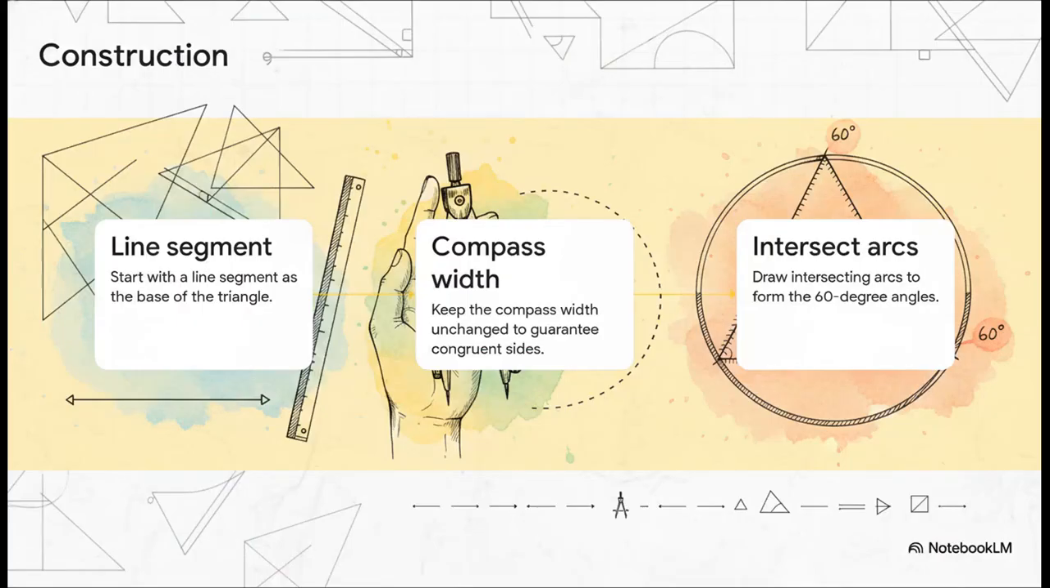And because of that beautiful simplicity, it's incredibly easy to build from scratch. People have been using this exact method since antiquity to create perfect symmetry. You basically just take a line segment, lock a compass to that exact width to guarantee your sides are congruent, and draw a couple of intersecting arcs. Where those arcs meet, boom, you've got perfect 60-degree angles.